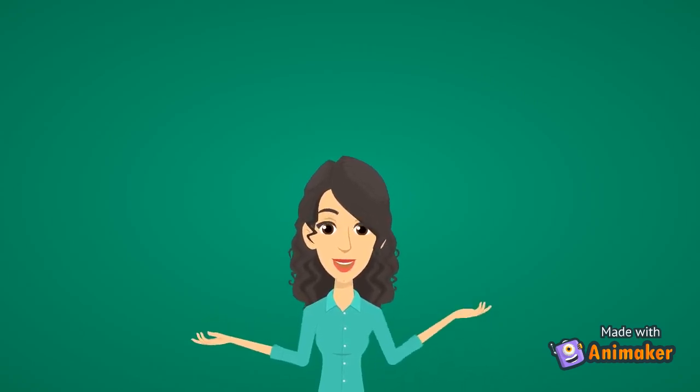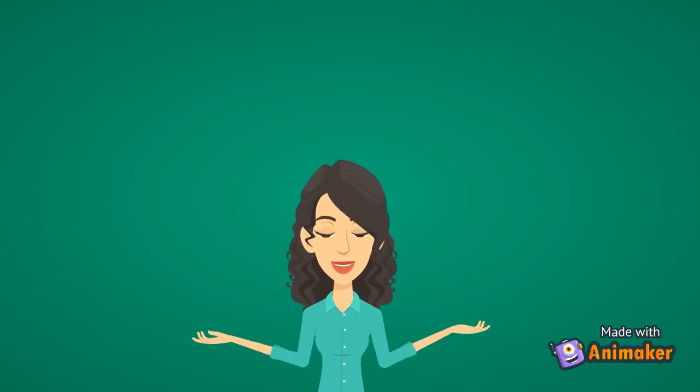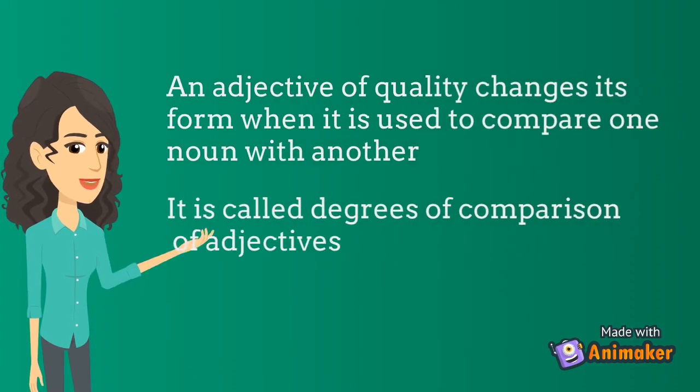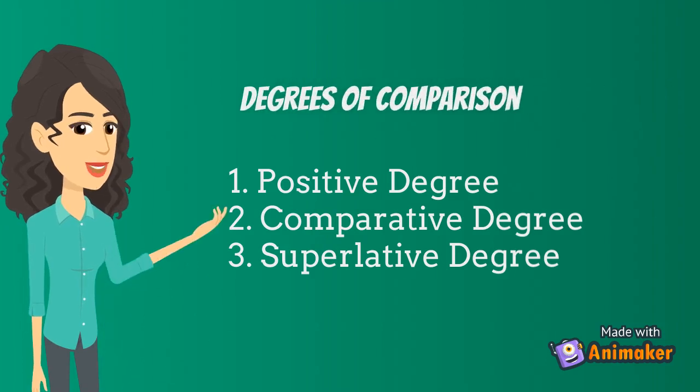In this video, we are going to learn about degrees of comparison. An adjective of quality changes its form when it is used to compare one noun with another. It is called degrees of comparison of an adjective. There are three types of degrees in degrees of comparison. They are positive degree, comparative degree and superlative degree.